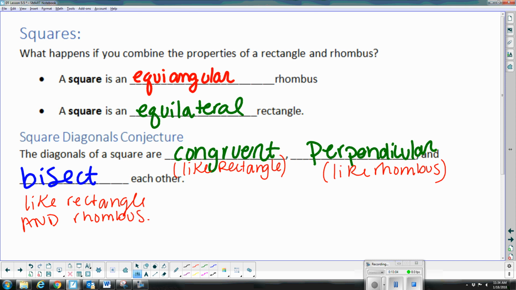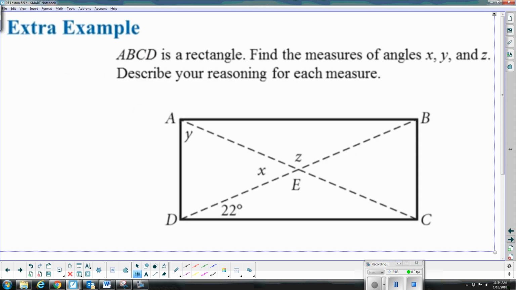All right, so now that we have all of these special characteristics of special parallelograms, let's look at this extra example. So ABCD is a rectangle. Let's right away mark what we know about rectangles. Opposite sides are congruent. And we also know that all of the angles are 90 degrees.